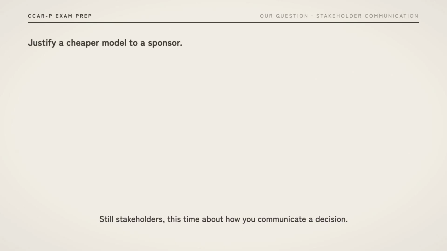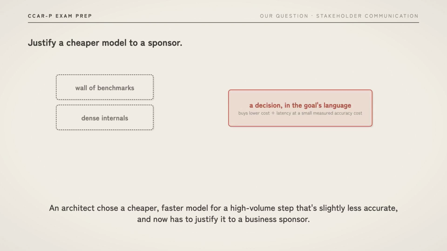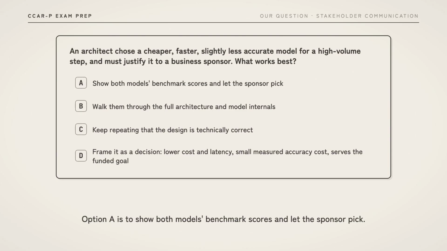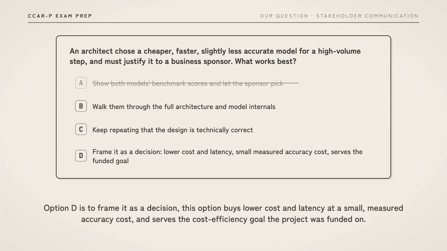Still stakeholders, this time about how you communicate a decision. An architect chose a cheaper, faster model for a high volume step that's slightly less accurate and now has to justify it to a business sponsor. Option A is to show both models' benchmark scores and let the sponsor pick. Option B is to walk them through the full architecture and the model internals. Option C is to keep repeating that the design is technically correct. Option D is to frame it as a decision.